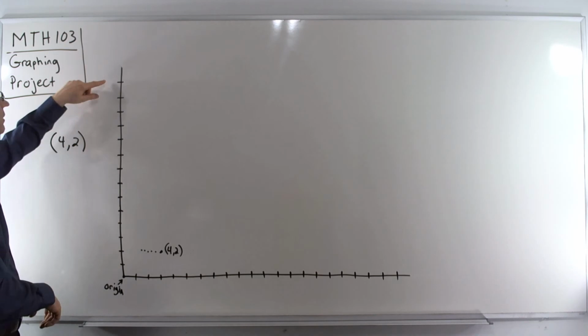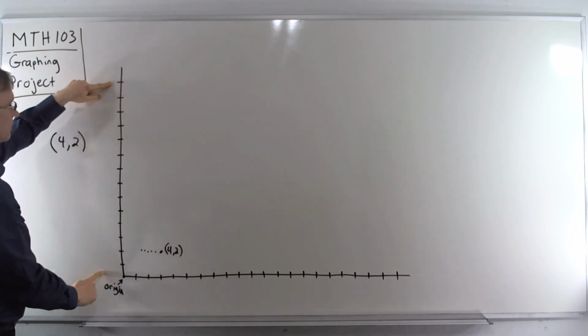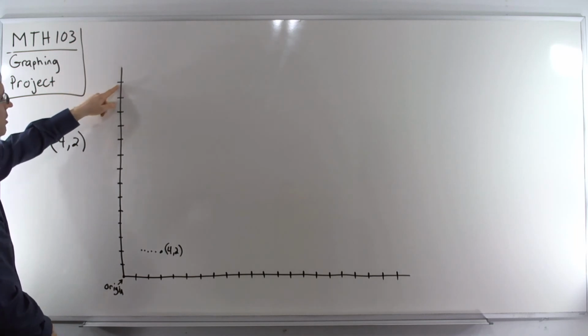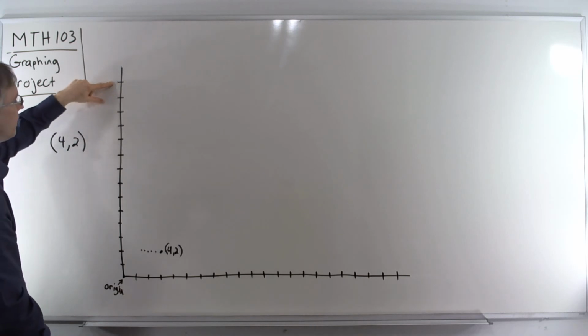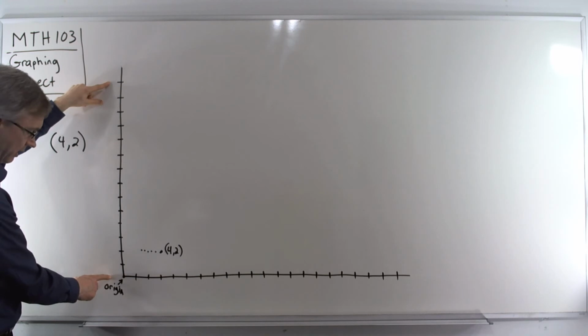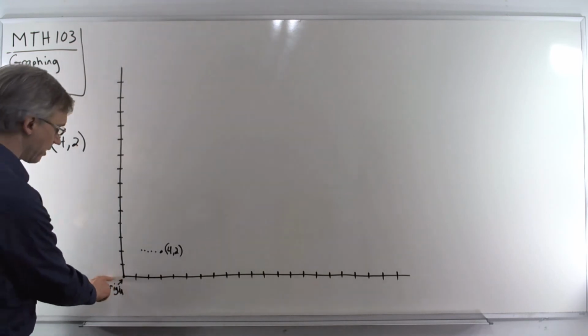So up the top, you've got the maximum value on the axis. These are called tick marks. Tick marks are little lines that extend a little bit outside the graph. And so the last tick mark will have the maximum value, and the first mark here at the origin will have the minimum value.